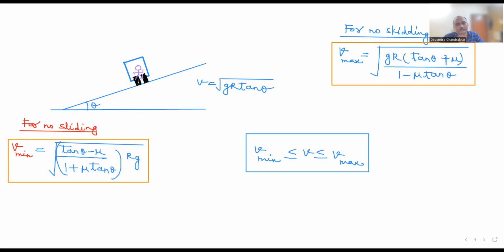So what will happen here? There will be this mg downwards. There will be this normal reaction in this direction. And since it is taking a turn, there is a centrifugal force here. And what is that centrifugal force? It's mv square by r. Yes or no, all of you?